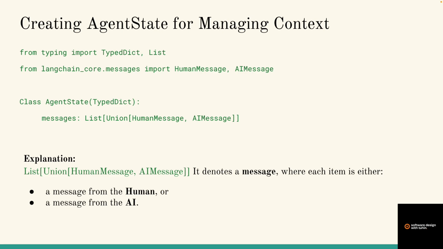Now, for creating the agent state for managing context, we will use this particular data structure for the agent state. That is a list of union of human messages and AI messages. So the list will contain either a human message or an AI message. Both human message and AI message are classes in the LangChain core library, so we'll be importing both of the classes from the LangChain core library.